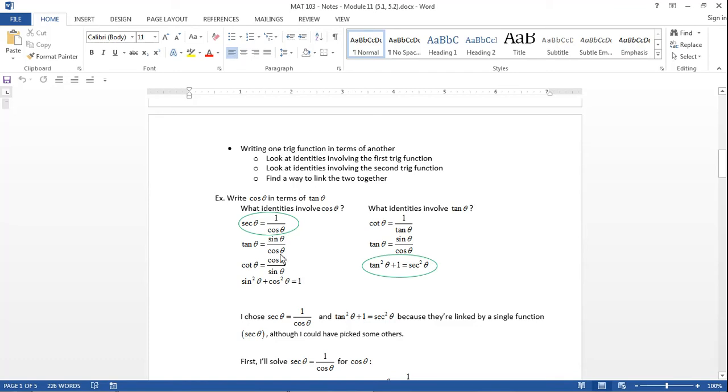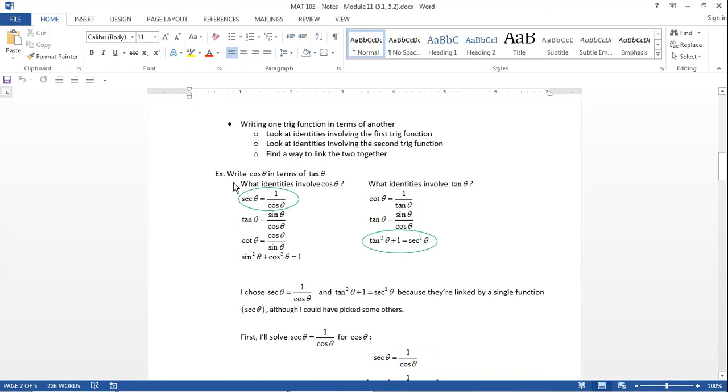So here's our example. Write cosine in terms of tangent. What I've done is I've listed all the different identities that involve cosine. So this first one, secant equals 1 over cosine, tangent equals sine over cosine, and so on. Every identity on my list that involved cosine I listed here. On the right, I did the same thing for tangent. I listed any identity that involves tangent. So that's steps 1 and 2.